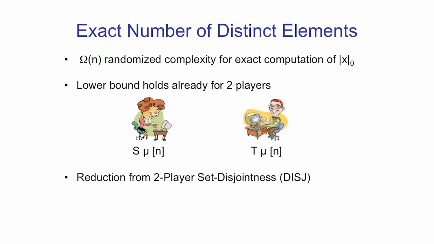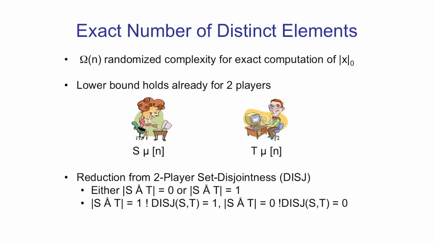And in the disjointness problem, they're promised that either S and T are disjoint or they intersect uniquely. We're going to say that if they intersect, then the disjointness function evaluates to 1, and if they don't intersect, the disjointness function evaluates to 0.